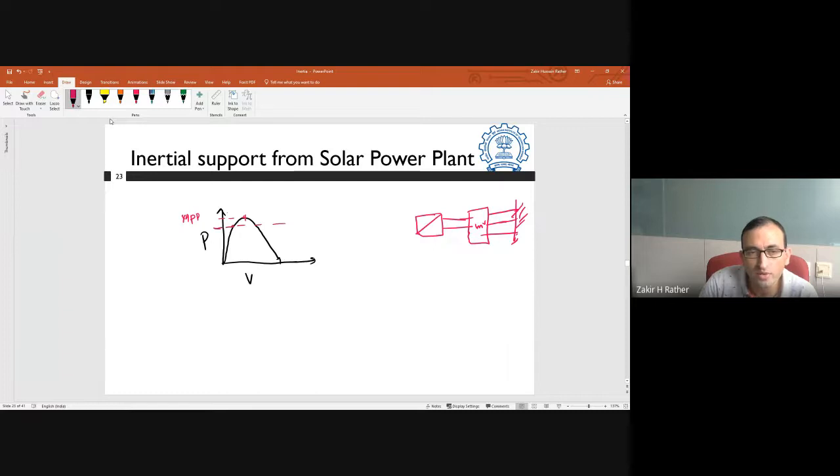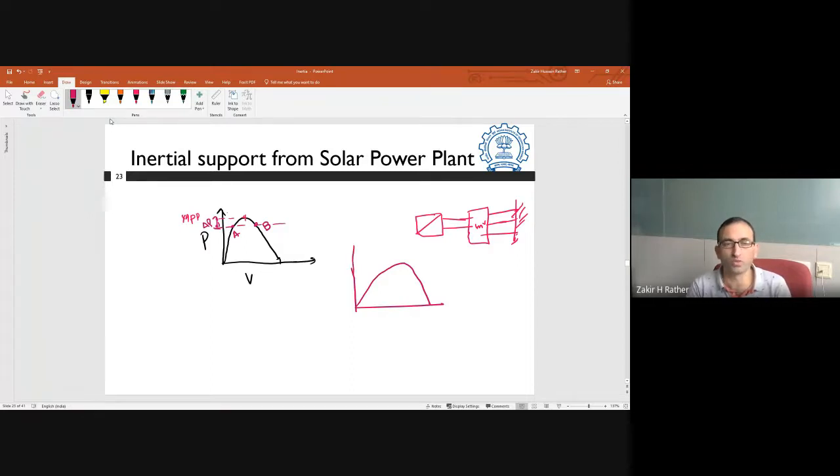Let us say you have now A and B. You have two possible operating points of the solar PV system, A and B. For the same delta P, for the same curtailed power or deloaded point, you have two operating points, A and B. Of course, I did not draw it so precisely. Normally, it will be like this, right? The right side slope is going to be faster than the left side slope.